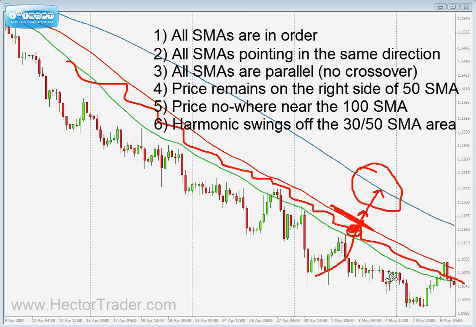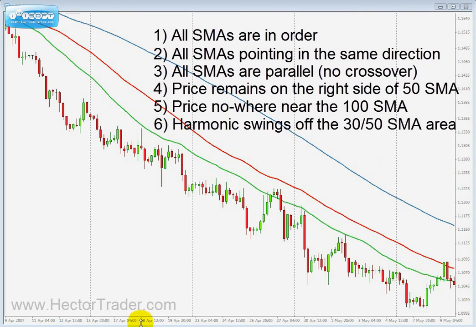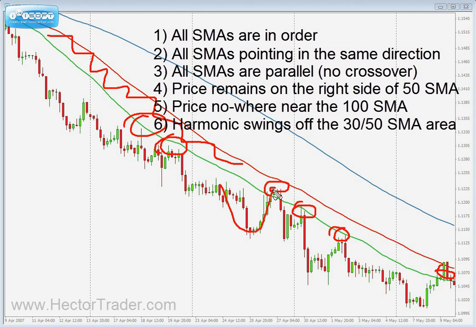I'm going to be showing you now some clear examples of why I consider the area between the 30 and the 50 to be a dynamic area of resistance. But just to dip you guys into this concept, I like price, all the different swings, all the different retracements, to end at this precise junction of the chart, and moreover, most of the different swings to be created off that area.